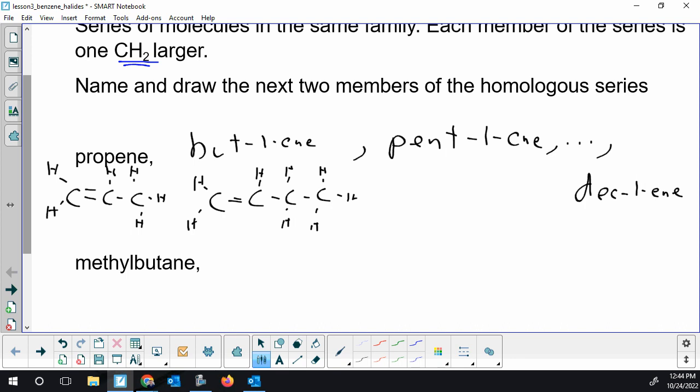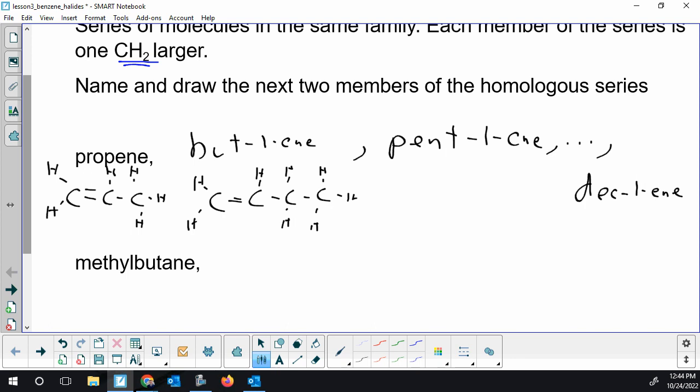So we're keeping everything the same except the parent is growing. Okay? And that's what you do in a lab. You keep everything the same except you vary 1 piece. You don't vary where the double bond is. You don't vary if there's a double bond.